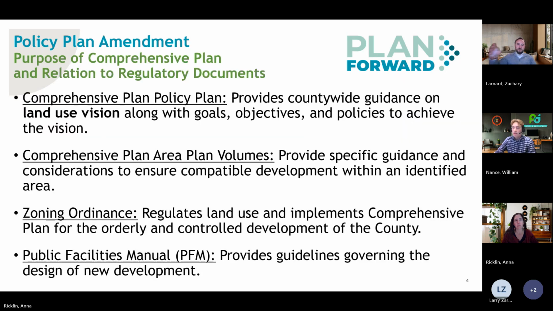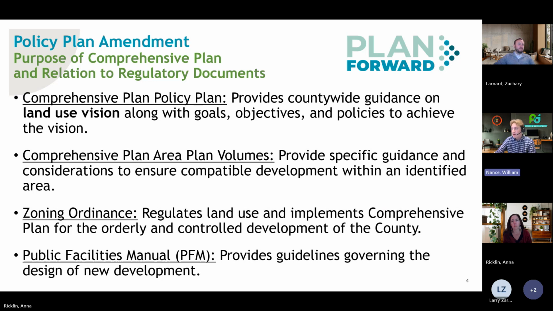Before we dive in, here's a brief overview on the difference between the comprehensive plan and the county's regulatory documents to help frame the work of this amendment. The comprehensive plan is a guide that sets the land use vision for the county and is implemented through the development review process of zoning applications. The policy plan includes goals, objectives, and policies. Goals provide the general direction of the plan. Objectives include statements to help achieve those goals. And finally, the policies include specific approaches for pursuing an objective.